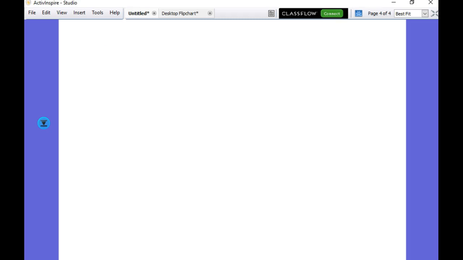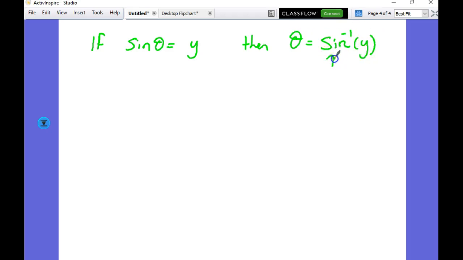Let's go ahead and start writing this down with me here. If sine of theta equals y, then theta is equal to arcsine of y. This is called arcsine. Okay? These are inverse functions that I'm sharing with you.